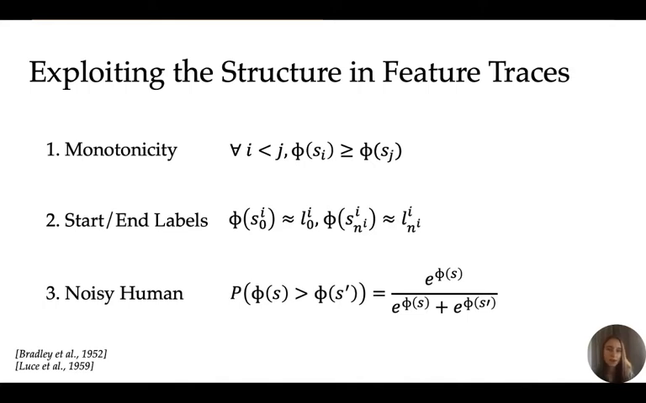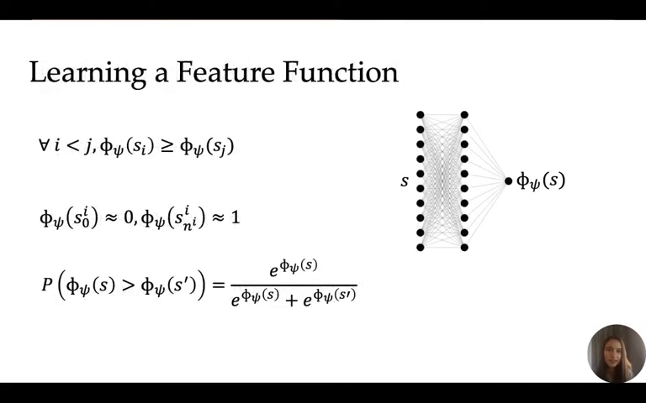Armed with these three properties, let's see how we can convert feature traces into something that our neural network can actually learn from. By exploiting our assumptions, we can transform the feature traces into a data set of tuples suitable for training. For monotonicity, we take any ordered combination of two states along a trace and label them 1, meaning the first state in the tuple has a higher value, and we do this for every trace.